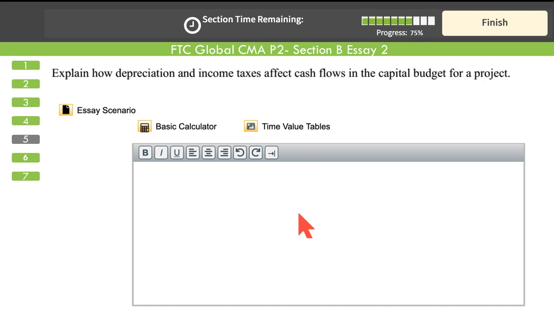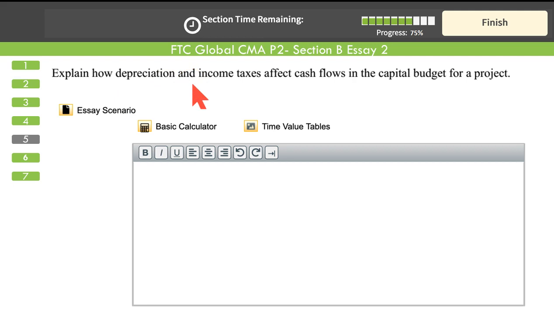Next, question number 5. Explain how depreciation and income taxes affect cash flows in the capital budgeting for a project. This is specifically a section E question, investment decisions. But you need little knowledge. We have some questions specifically related to it, but lots of questions. There are so many questions on essays relating to section E.